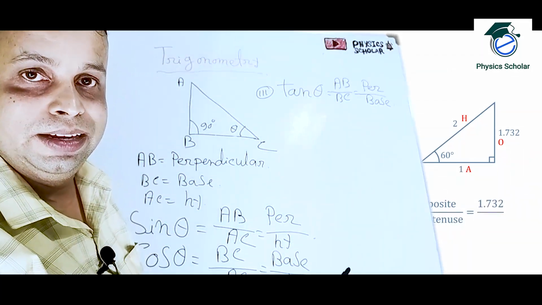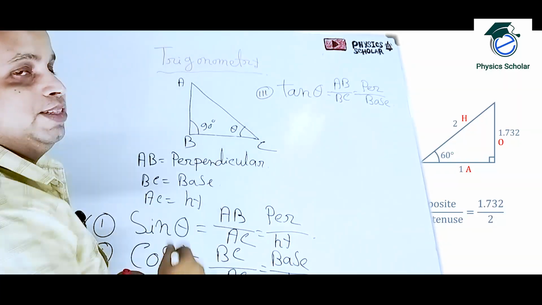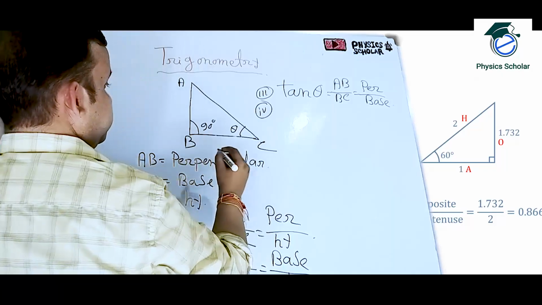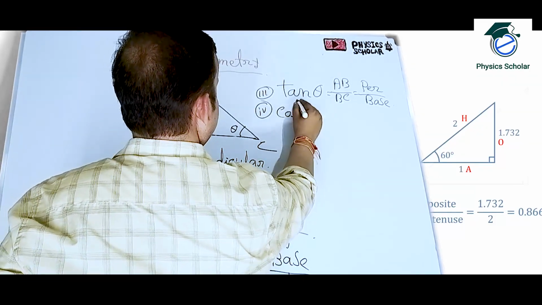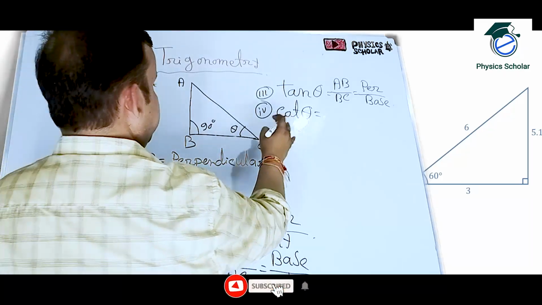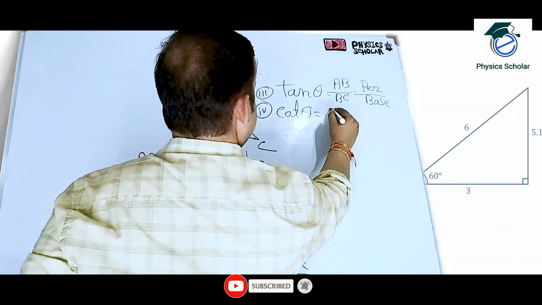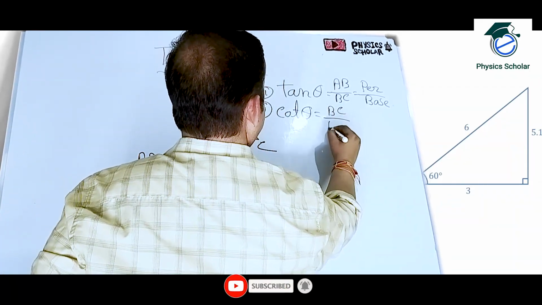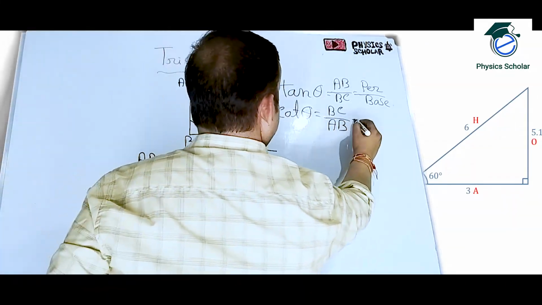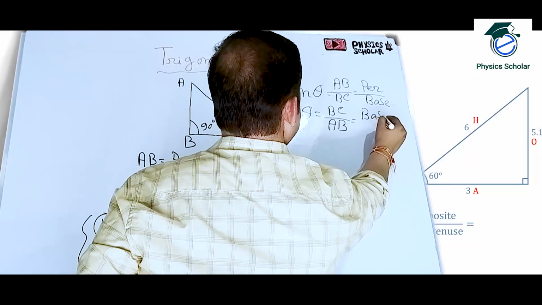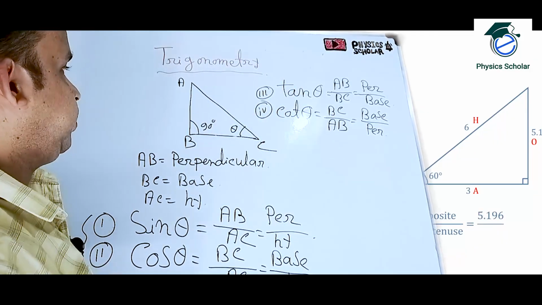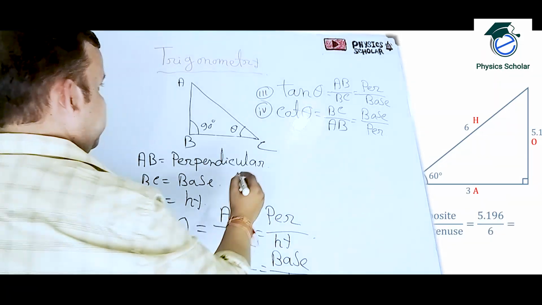The upcoming three will be the opposite of these. Next is cot theta. Cot theta means the opposite of tan theta, so it will be base by perpendicular. Base is BC and perpendicular is AB. So it is base by perpendicular, and that is cot theta.